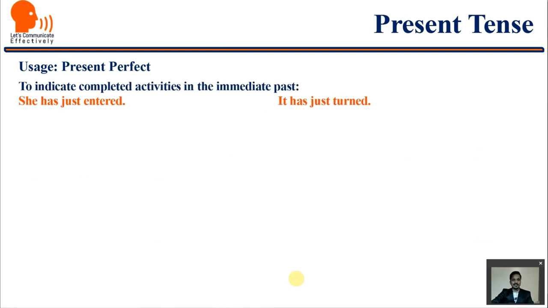Present perfect, its uses again, to indicate completed activities in the immediate past. So the next aspect of present tense, present perfect, is to indicate completed activities in the immediate past. Like, she has just entered, it has just turned. So there is some reference to the immediate past. So this present perfect is used.